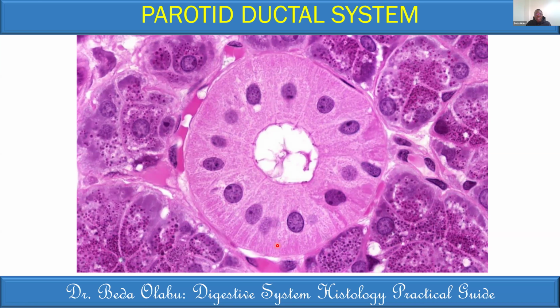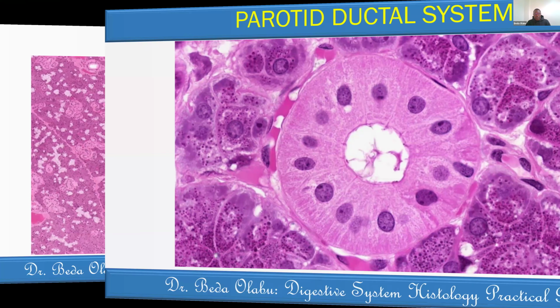The striated ducts usually have a lot of function in terms of active ion transport, and that is why they have a lot of mitochondria. Remember, striated ducts are part of the intralobular ductal system. All right.